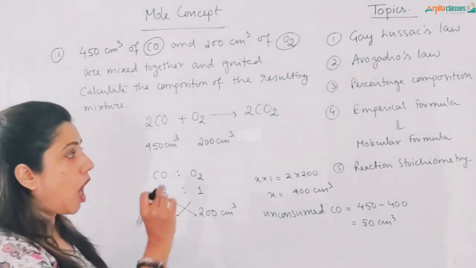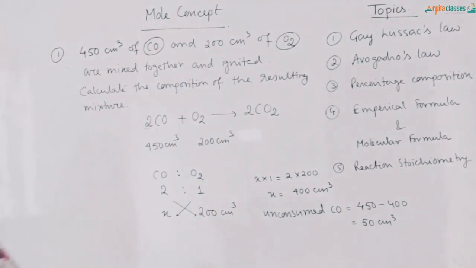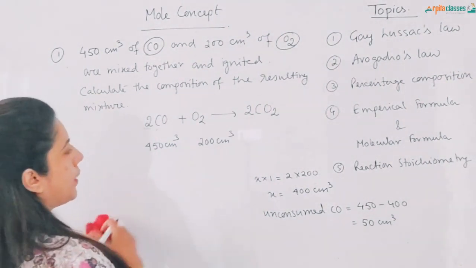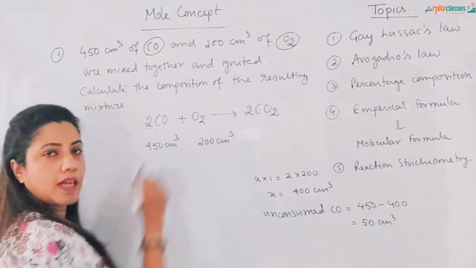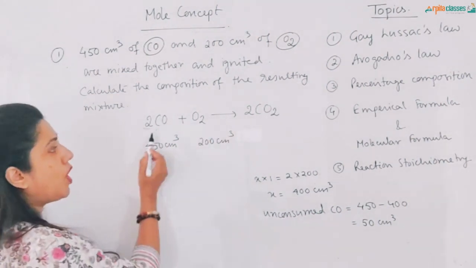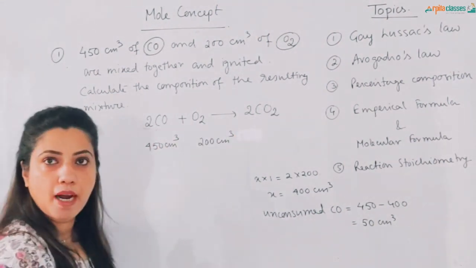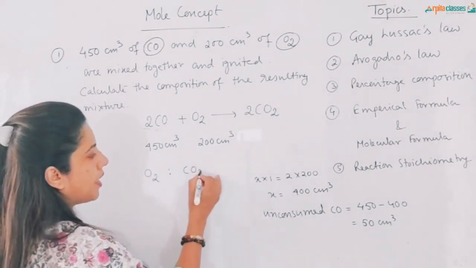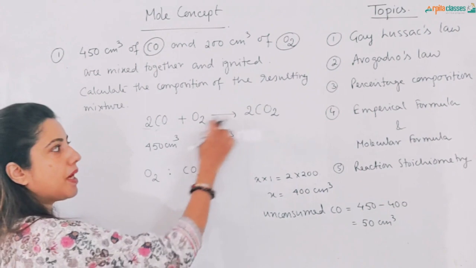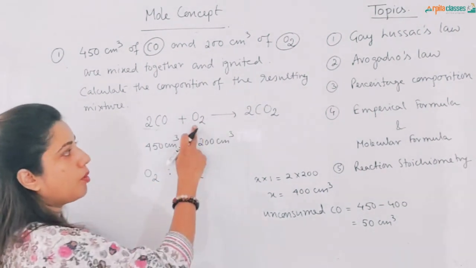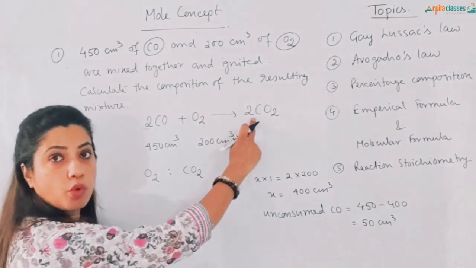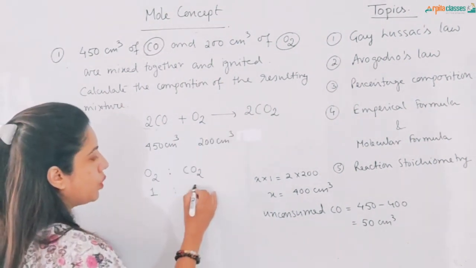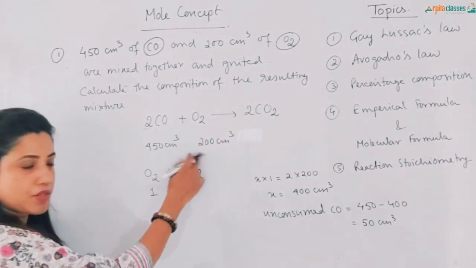So now let us find out how much product will be formed. So now I'll be taking the ratio between, I can take the ratio between oxygen and carbon dioxide, or between carbon monoxide and carbon dioxide. So let us take the ratio between oxygen and carbon dioxide. From the balanced chemical equation, you can see 1 volume of oxygen is producing 2 volumes of carbon dioxide. So it is 1:2. Now oxygen is 200 centimeter cube.